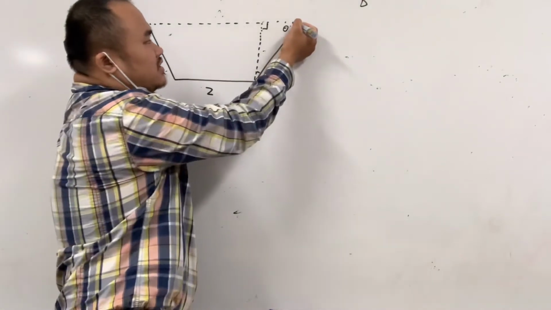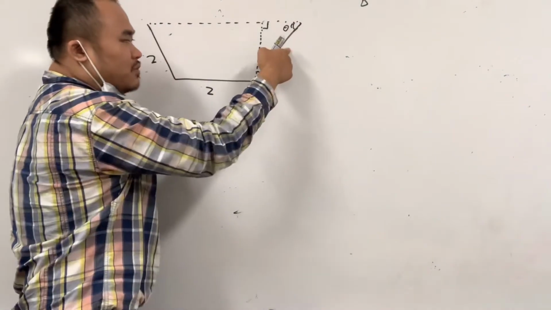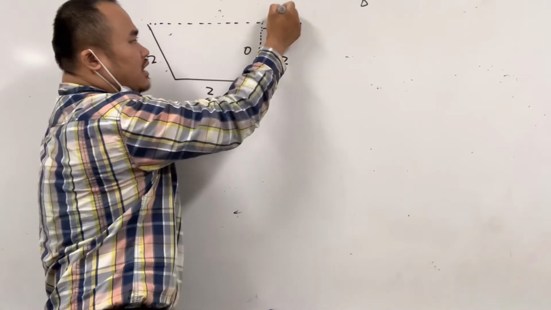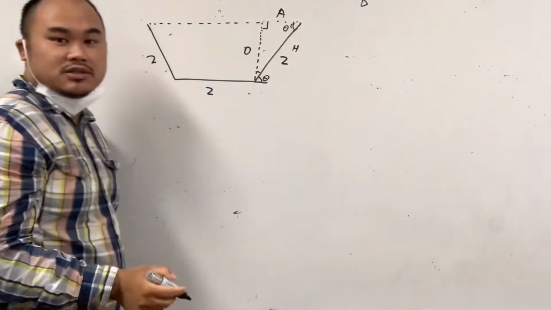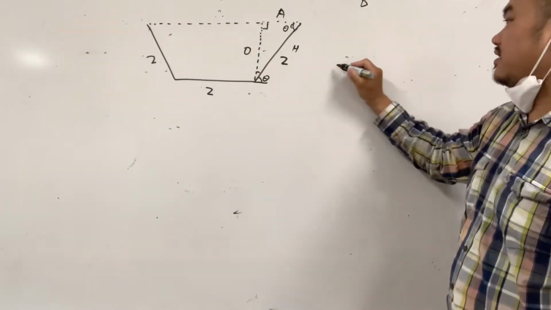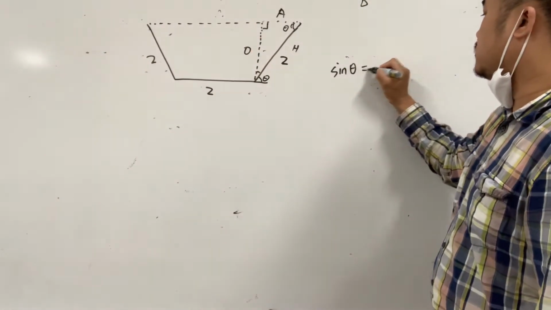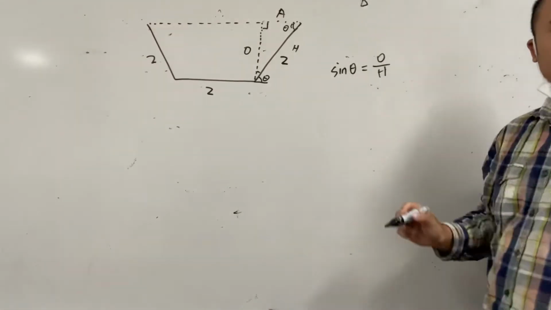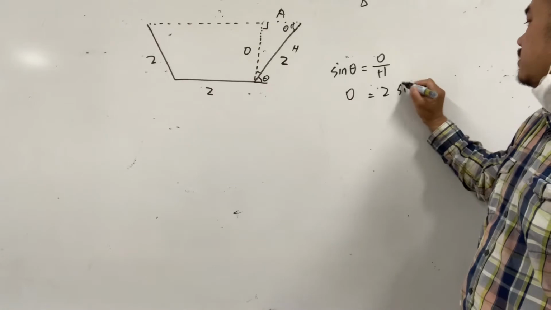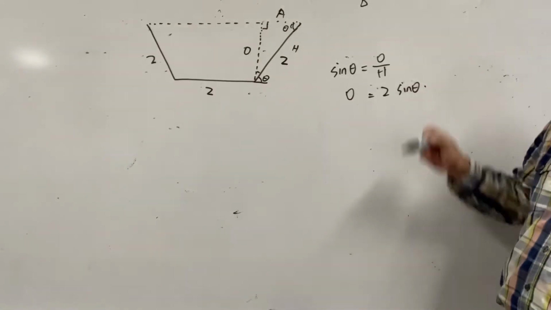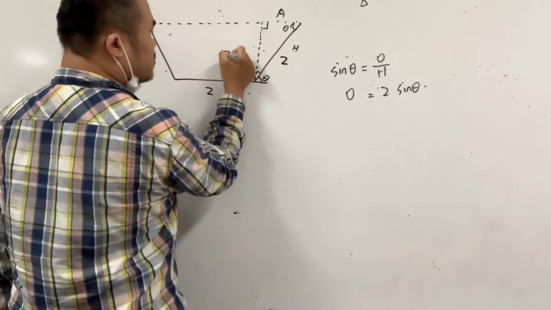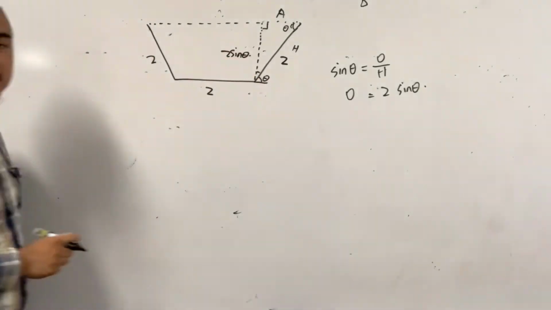So if this is theta, and we know the hypotenuse is 2, how do we find this one? This is O, this is A, and this is H. If we want to find O, we're going to use sine. Sine theta equals O over H. Therefore, O becomes 2 times sine theta, where 2 is the hypotenuse. So the height is 2 sine theta. Does it make sense? Yeah.